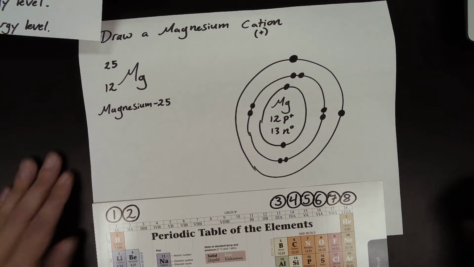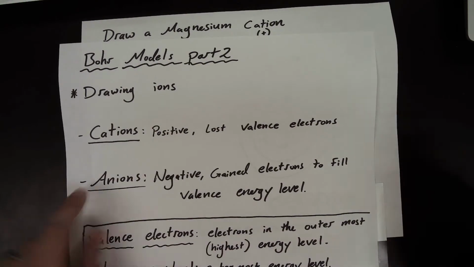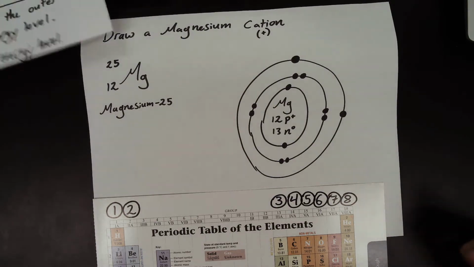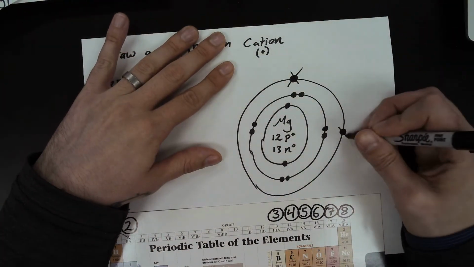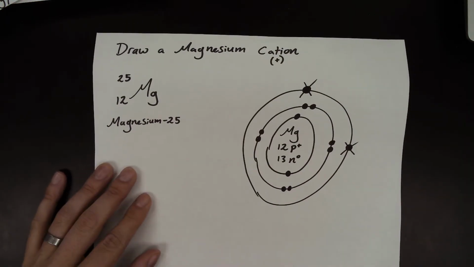Now, remember, we have a cation. It's positive. We're going to lose our valence electrons. So even though I just drew those, we need to transform this into a cation. So I'm just going to put some X's through these. 1, 2. That's all of my valence electrons that I had.